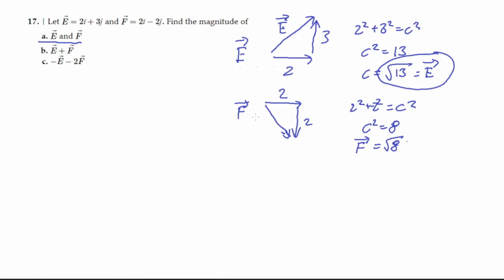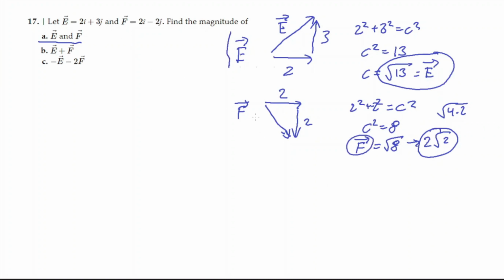In which you could also simplify that to being 2 square root 2, because square root of 8 is square root of 4 times square root of 2, and square root of 4 is 2. So 2 square root 2 is going to be our f vector magnitude.